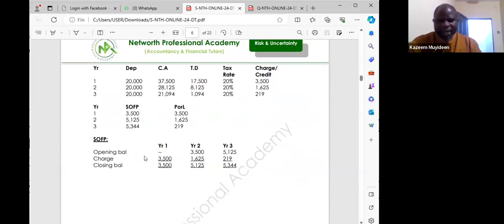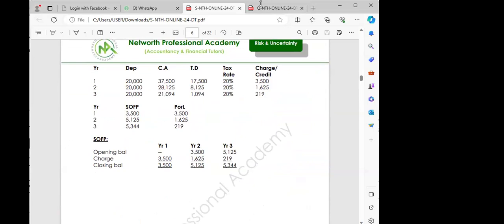Opening balance, there was no opening balance. But we close with 35. It's a charge. The closing balance in year 1 becomes the opening in year 2. What do we close with? We close with 55125. Then charge. The same thing. Is that clear? I hope that is clear enough. Yes, sir. Now, let's modify the question.